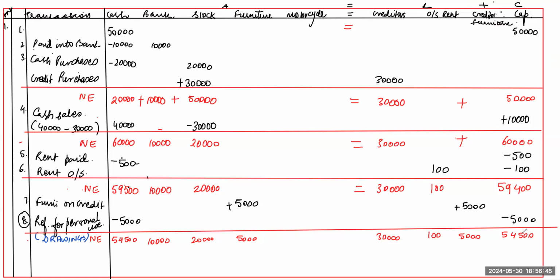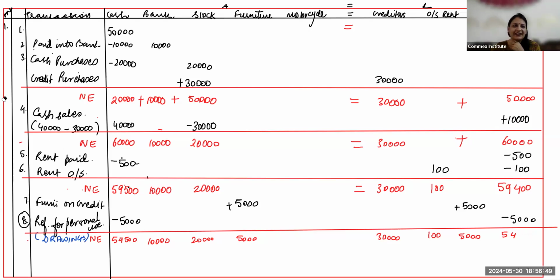Ma'am, will it be, sorry, it is 54,400? 400. Yes, yes. 54,400.